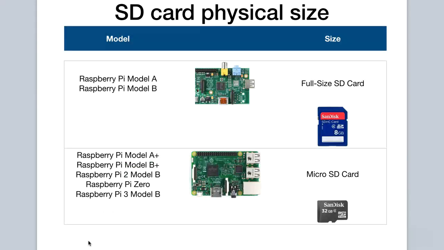Let's now talk about the physical size of SD cards. There are two main sizes that you have to look out for. They are the full-size SD card and then the micro SD card. The original Raspberry Pi Model A and Model B used the bigger full-size SD card, while the newer versions of Raspberry Pi, such as the Model A+, B+, Raspberry Pi 2 Model B, Raspberry Pi Zero, and Raspberry Pi 3 Model B, use the smaller micro SD card.